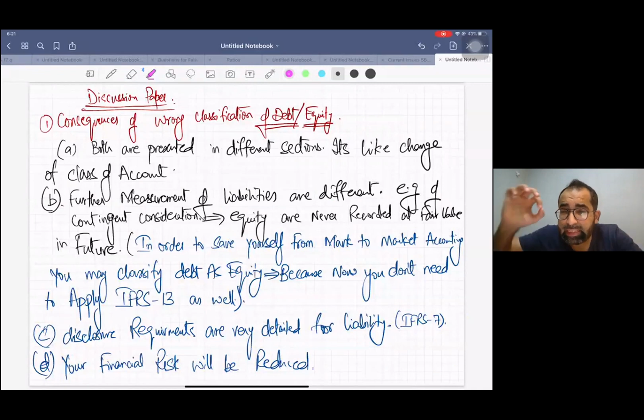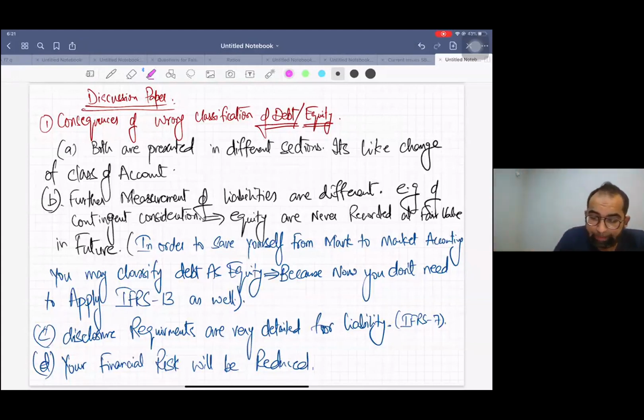As this area is a little bit vague, if an accountant intentionally classifies a debt as equity, what will be the consequences? What will be the consequences of wrong classification? Come on, see it. Number A, both are presented in different sections. It's like change of class of account.